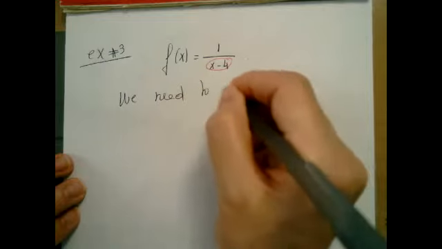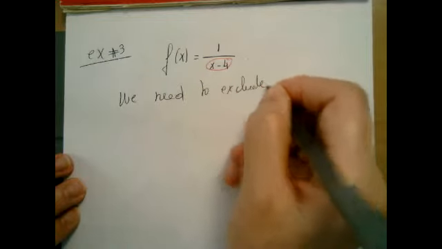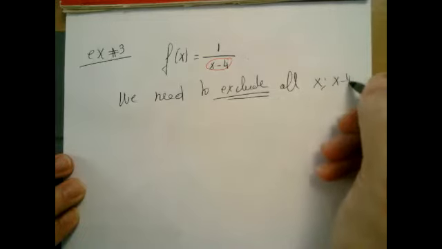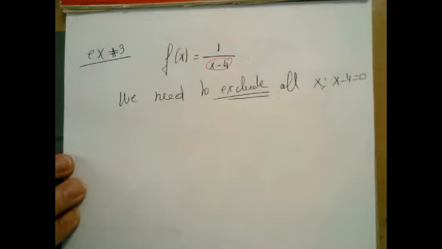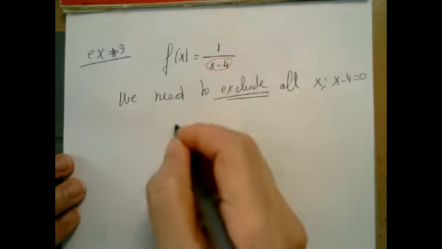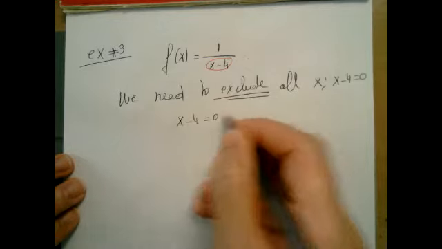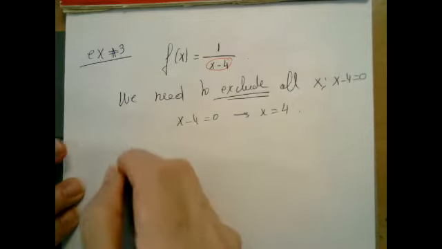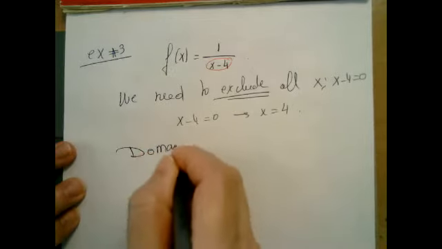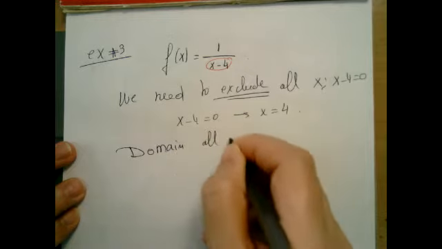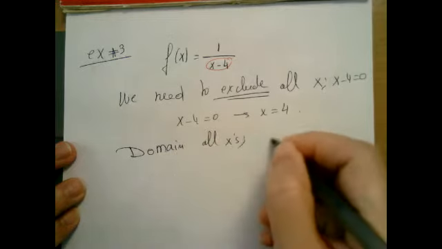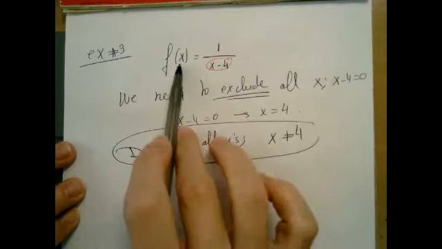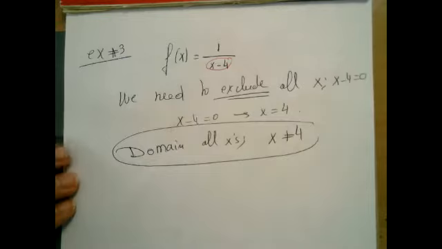Basically, we need to exclude, take away all x's that make the denominator 0. Those have to be totally taken away. So x minus 4 equal to 0 means x equal to 4. So for the domain, we have to exclude that: all x's such that x is different from 4. If I put 4, there is no output.